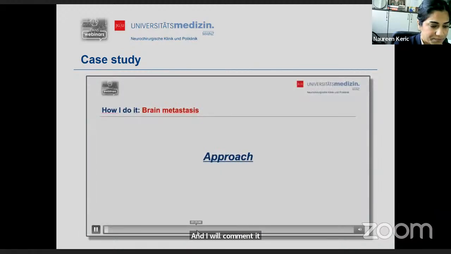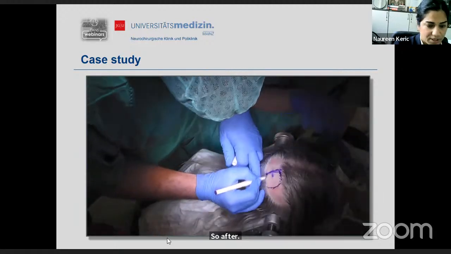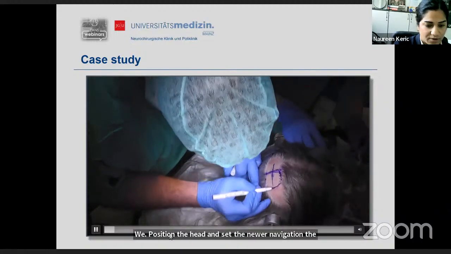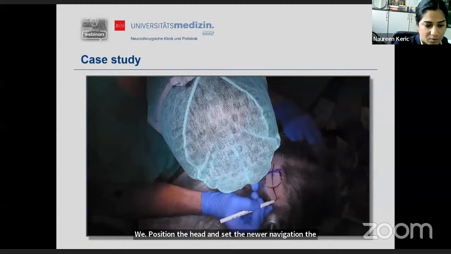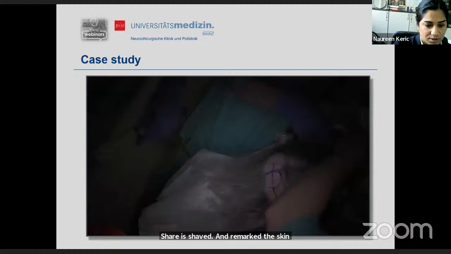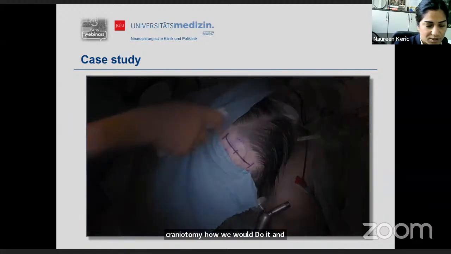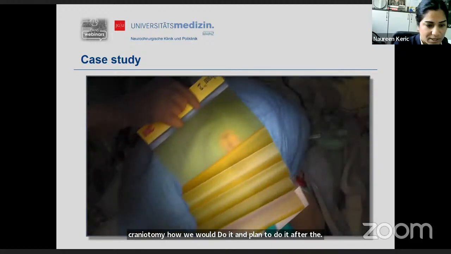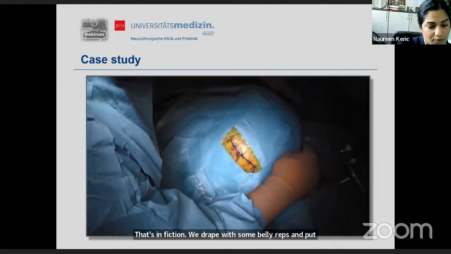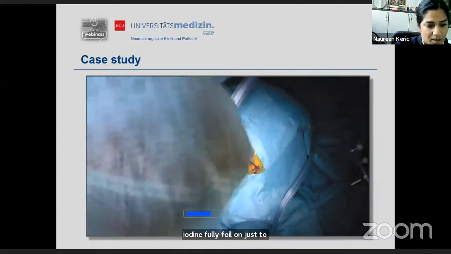So after we position the head and set the neuronavigation, the hair is shaved, and we mark the skin incision and the craniotomy, how we would do it and plan to do it. After the disinfection, we drape with some belly wraps and put iodine foil on, just to keep it clean during the surgery.